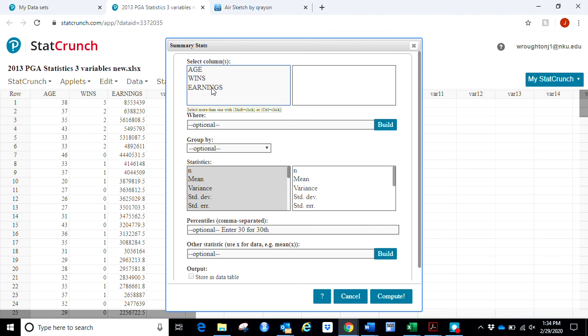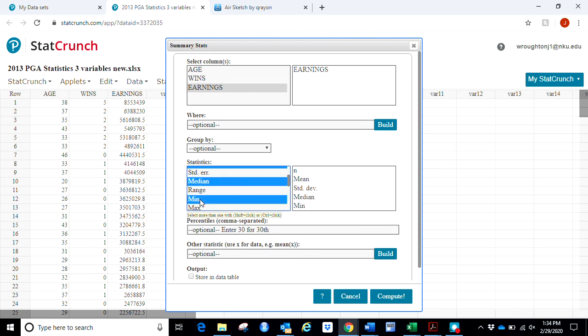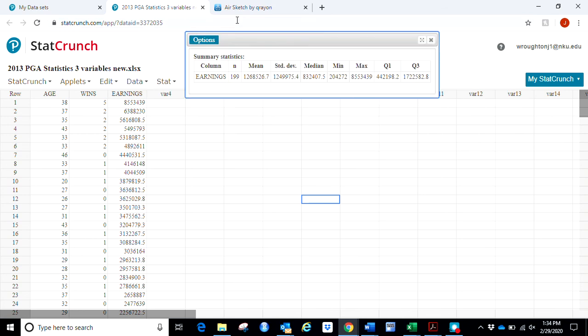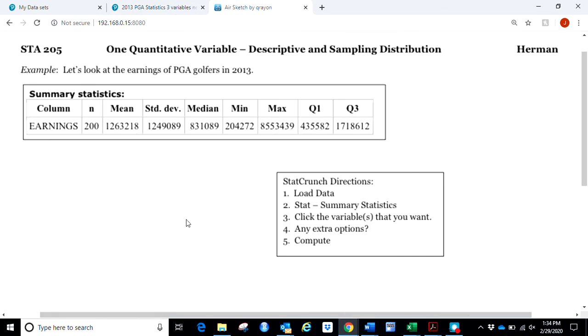I'm going to click the variable I want. Here we're going to focus on earnings. And then I'm going to go down here and click the ones I want, and I'm going to control click them. So I want the n, the mean, the standard deviation. Notice I'm skipping over the ones we haven't covered. The median, the min, the max, and there's my Q1 and my Q3. Then I'll just hit compute. And this will be matching what we saw here in our data set.